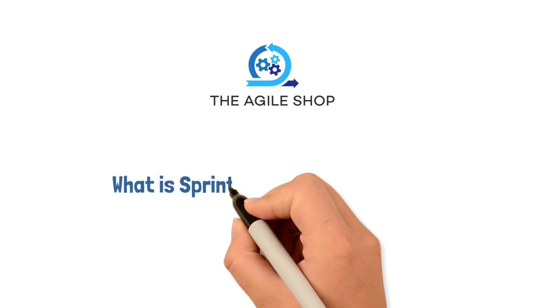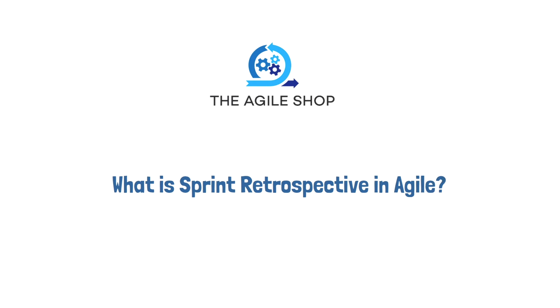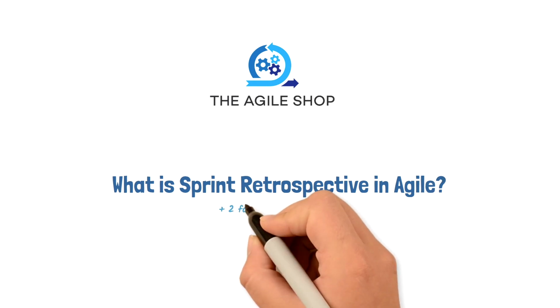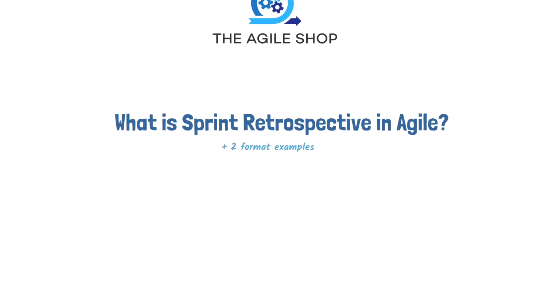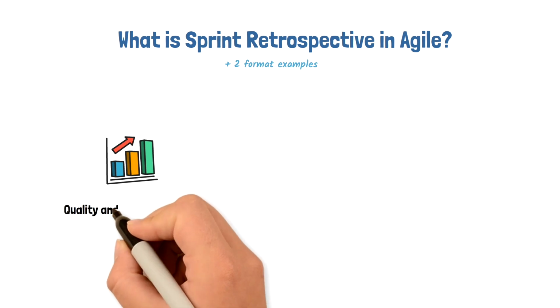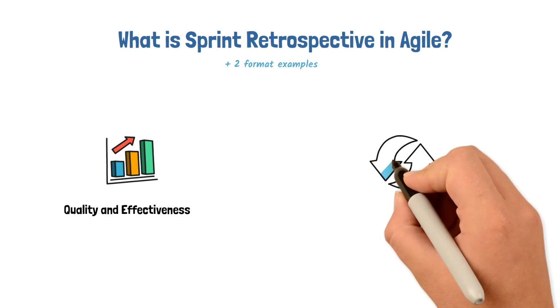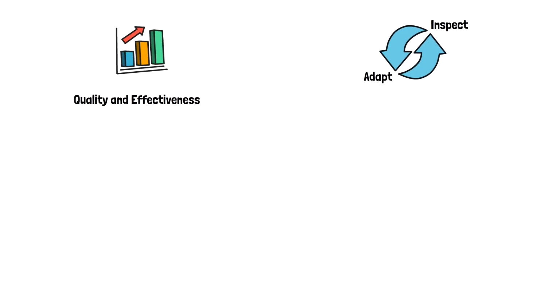In this video, we'll answer, what is sprint retrospective in Agile? By the end of this video, we will also discuss two popular ways of running a sprint retrospective session. The purpose of the sprint retrospective is to plan ways to increase quality and effectiveness. The sprint retrospective is an opportunity to inspect and adapt the process.